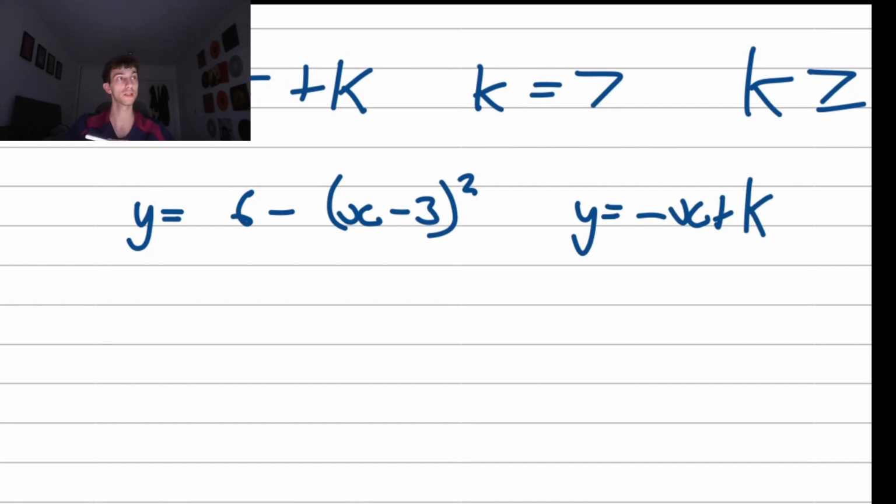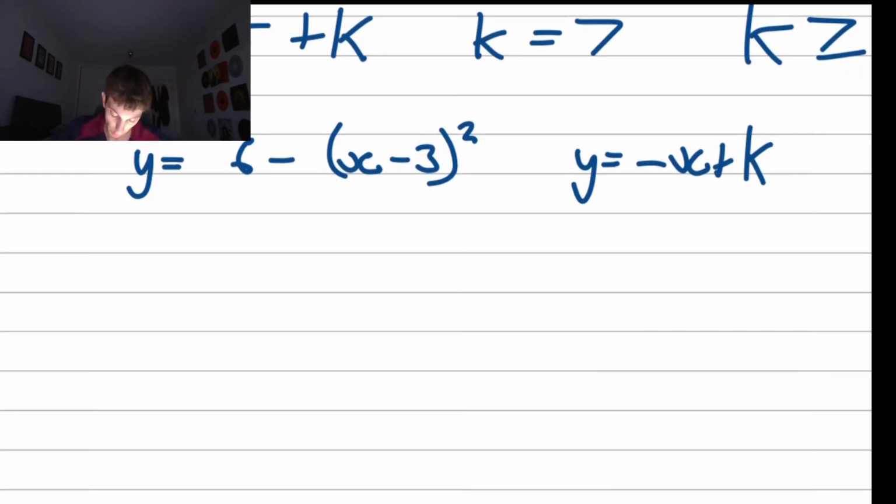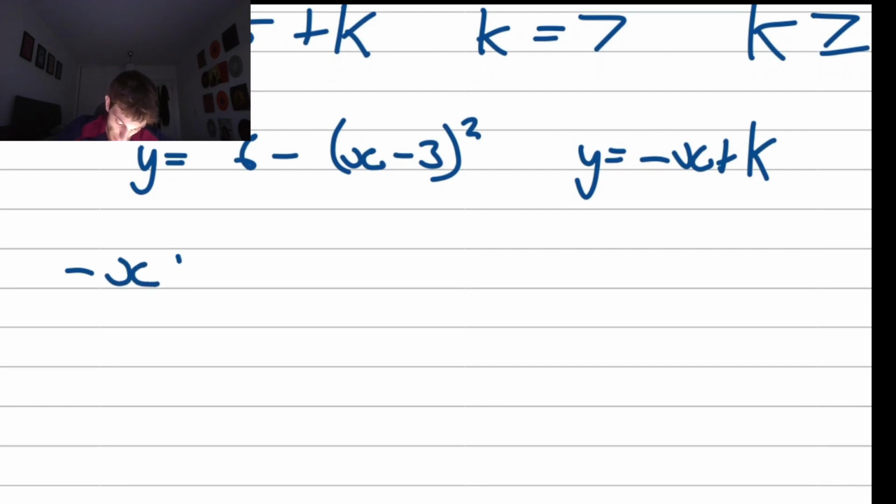I'll say it again, because it will be tangent and will only intersect the curve at one point, in other words, one root. So we just make the substitution for y. We have y equals minus x plus k, so let's write it all out. So we have that minus x plus k will now be equal to 6 minus x minus 3 squared.